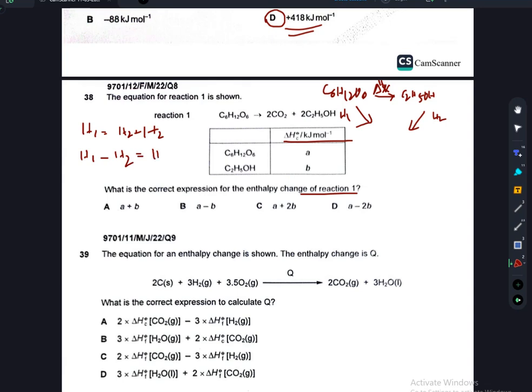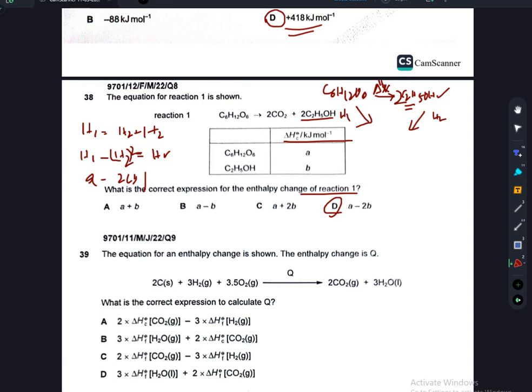is equal to delta HR. Now there are 2 moles of ethanol here once again, because we are using a balanced chemical equation. So H1 is A, and you multiply this by 2, 2B. So A minus 2B, D is your right answer. If 1 mole of glucose was combusted, then the enthalpy change was A. If 2 moles were combusted, then the enthalpy change would be 2B. So be cautious of this.